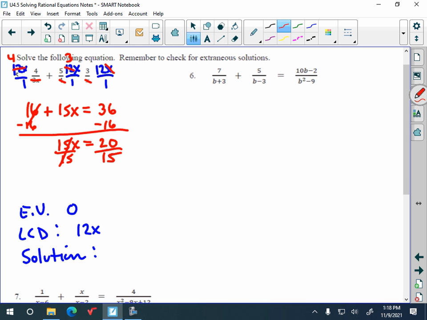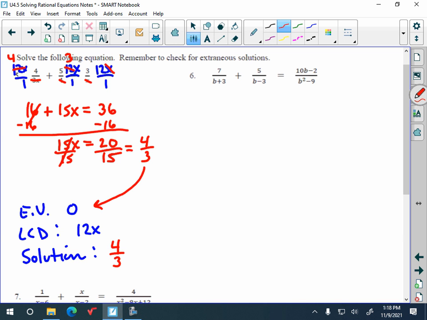All right, so we get 20 over 15. We can simplify this fraction. We could divide by 5. So that would be 4 over 3. All right, so then we just check it against our excluded value and make sure it's not the excluded value, and 4/3 is not the excluded value. So we can keep that answer. So the answer is 4/3.